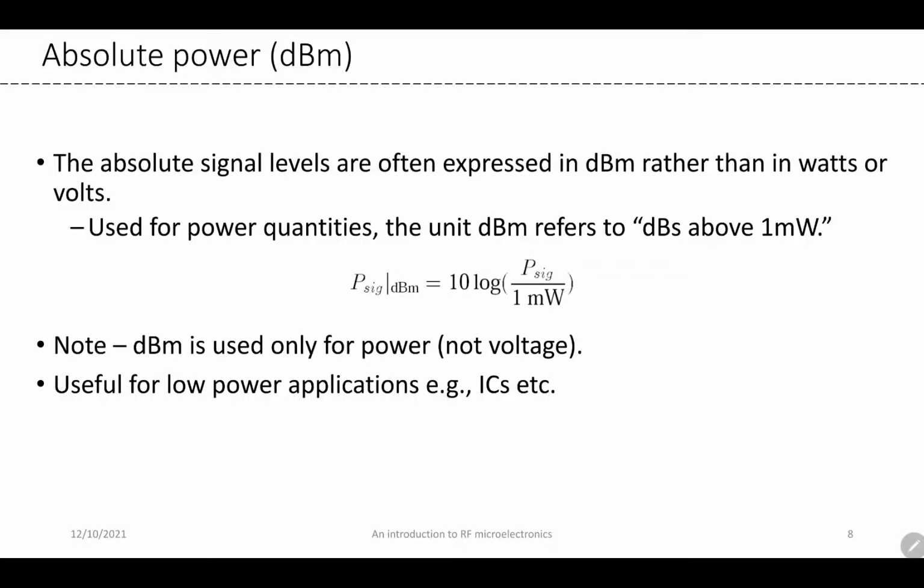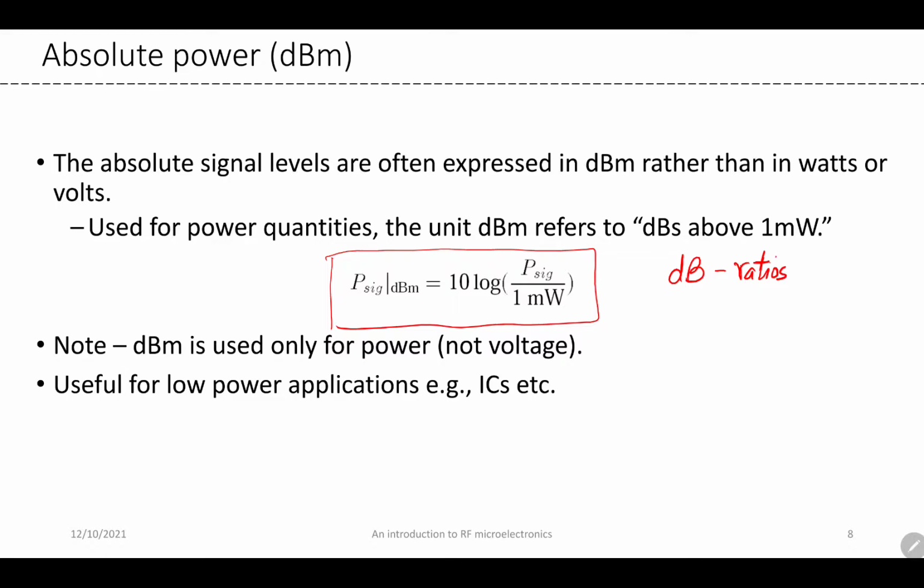Continuing our previous discussion on the core principles in RF microelectronics. In the previous section, we talked about power levels and ways to represent power. We looked at how we use the decibel scale to represent ratios, right?